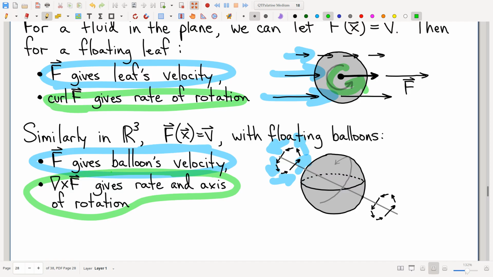And if the air has this vector field F, then the curl is going to tell you two things. It's going to tell you how fast will the balloons rotate and around what axis will that rotation be happening. Everybody buy it? And keep in mind, we already know the curl is telling you how the fluid is rotating and around what axis the fluid is rotating. The balloon's going to do what the fluid tells it to do.